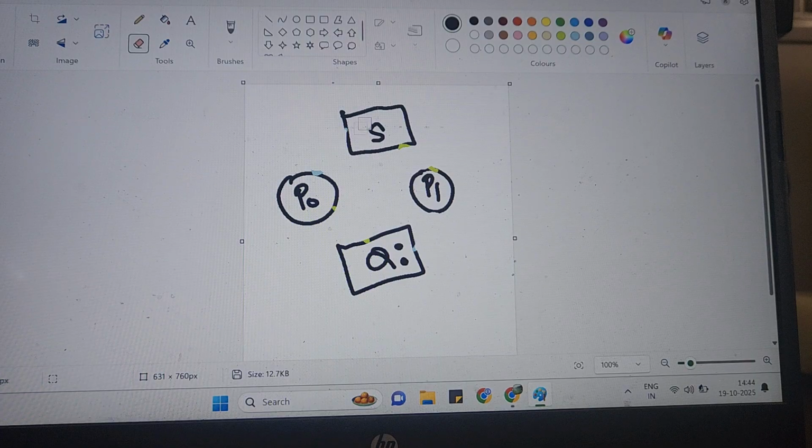Initially we had only one of each type, S and Q. Now we have two of each type. So we'll see. Let me draw. The nodes are going to remain the same. I'm not going to erase them and draw them again.